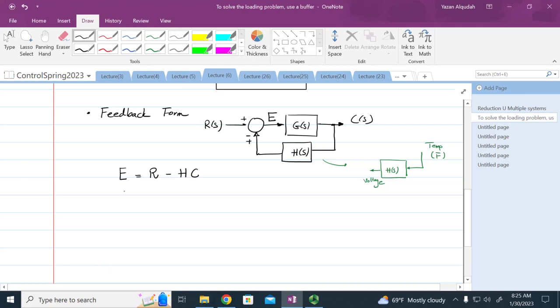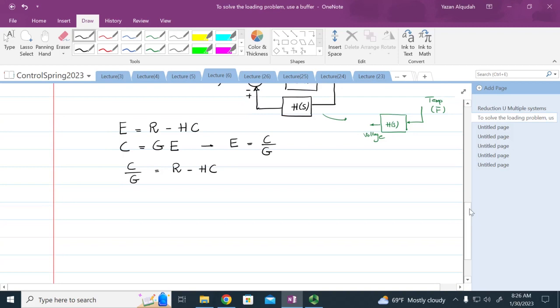Now at the same time, what is C equal to? If I look here, C of S is equal to G of S multiplied by E of S. And therefore, I can write this as E of S is equal to C divided by G. So I'm going to go to the previous equation and substitute for E. I'm going to have C divided by G equal to R minus H multiplied by C.